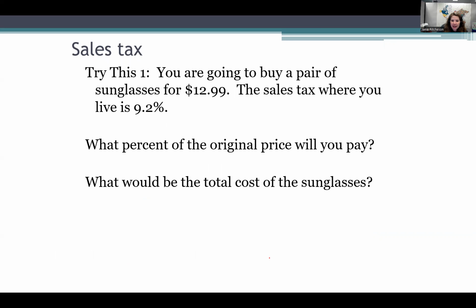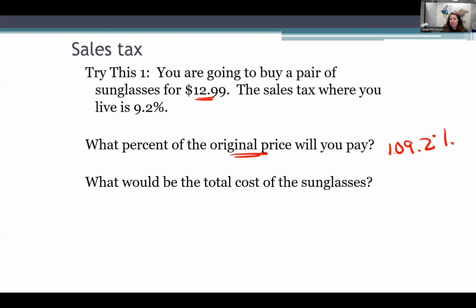All right, you're going to buy a pair of sunglasses for $12.99. The sales tax where you live is 9.2%. What percent of the original price will you pay? You'll pay 109.2%. Then to do the next part, I turn it into a decimal.